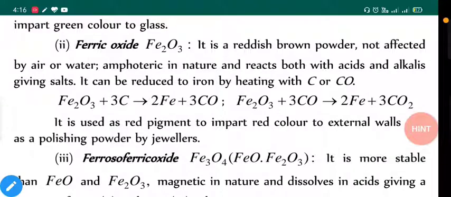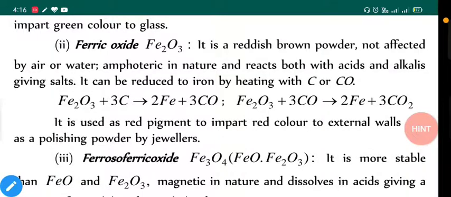It can be reduced to iron by heating with carbon or carbon monoxide. This reaction with carbon or carbon monoxide was actually discussed earlier in the production or concentration of iron. So Fe2O3 with carbon gives Fe and CO, and Fe2O3 with carbon monoxide gives Fe and CO2.